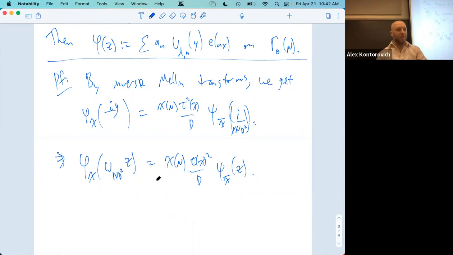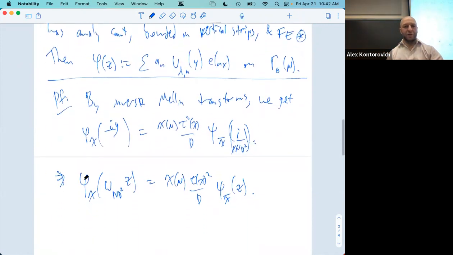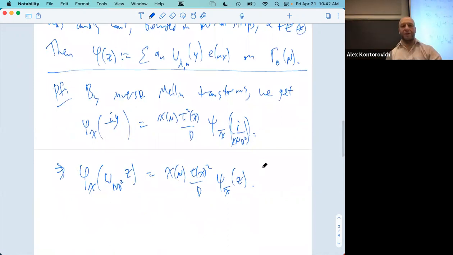We have one formula for phi chi. We have another formula for phi chi. Okay, so this we get from the functional equation. This is from the functional equation.